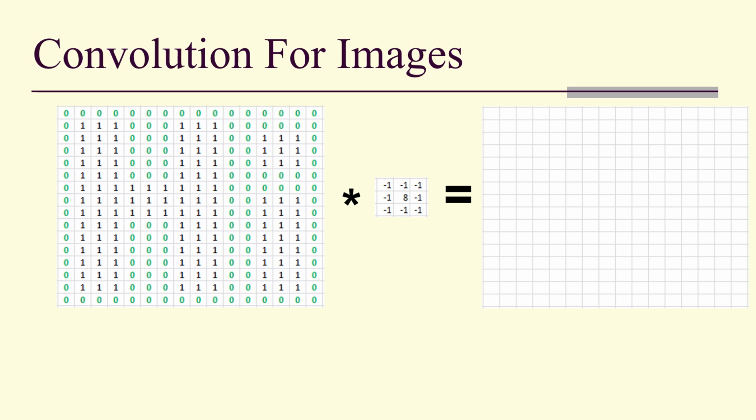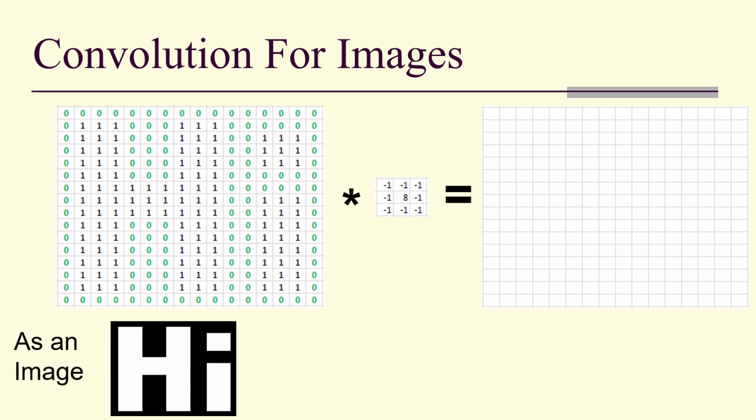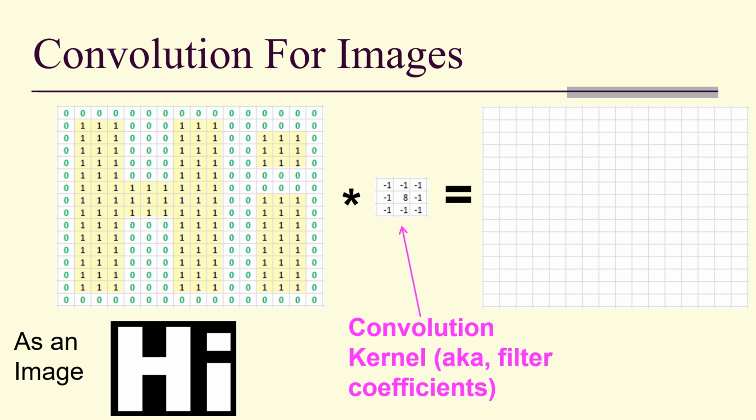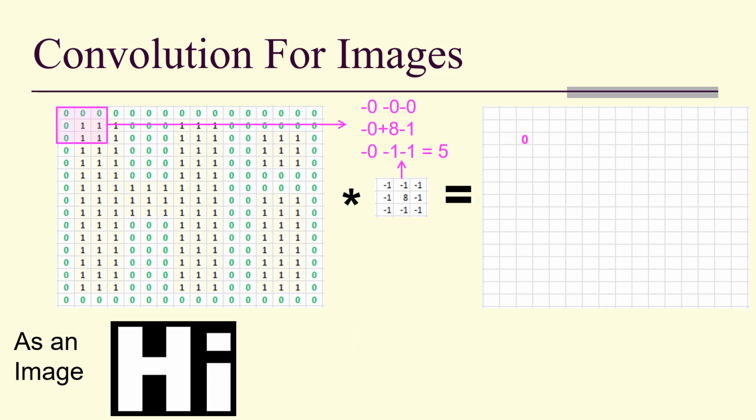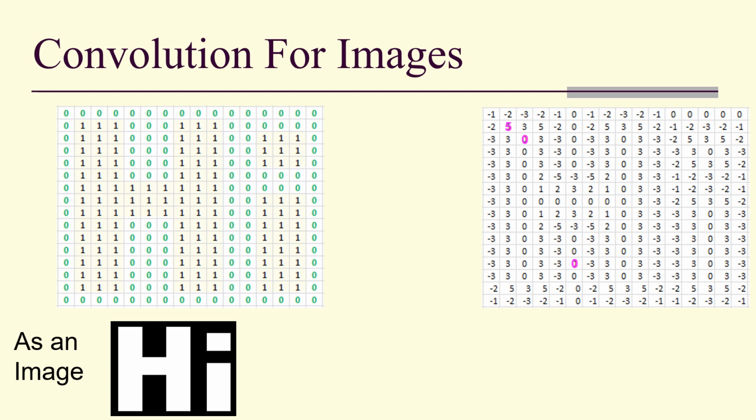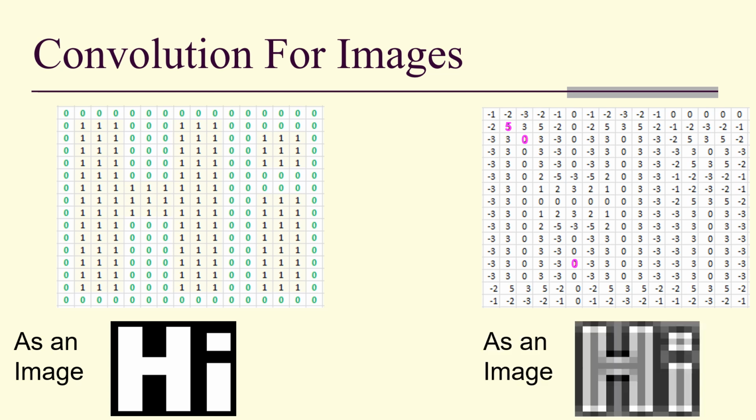So let's go to convolution of an image. Here I have my convolution kernel, and as an image, this set of ones and zeros is actually the word high. You can see the structure if I do a little bit of shading. So my convolution kernel is all negative ones with an 8 in the middle. Notice if I add all that up, I get 0. That's actually significant. So if I apply it here, then I get 0, and I put a 0 in the corresponding part over there. If I apply it here, I get a 5, and I put a 5 in the corresponding place over there. Here I'm going to get zeros, and I insert a 0. And this is what the entire result looks like. This is the convolution. As an image, it looks like this.